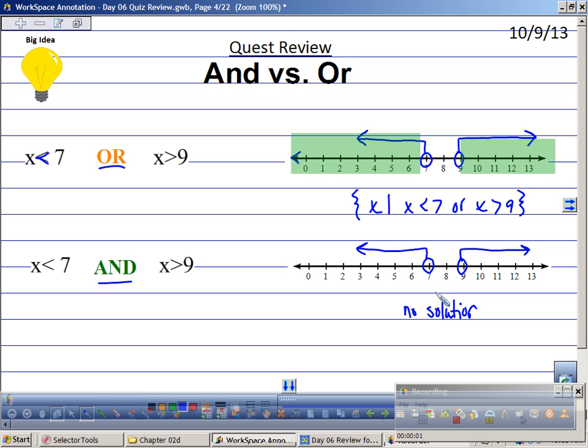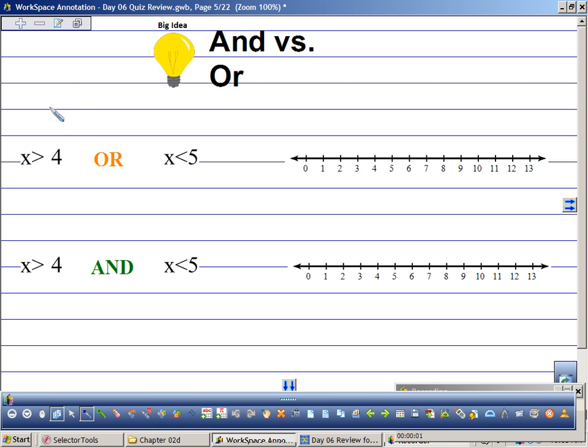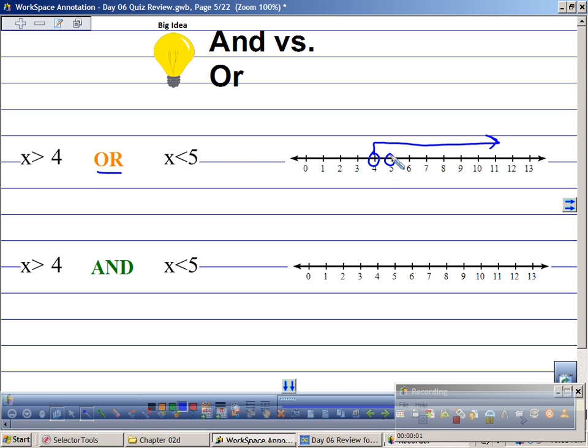That's the only time it can be "and," if it's overlapping, right? Overlapping means that you did your homework and you cleaned your room. That's overlapping, right? Okay, let's do some more. X is greater than 4, or x is less than 5. Less than 5. So who did their homework or cleaned their room? Everybody. All right, the overlapping ones and in the opposite direction.